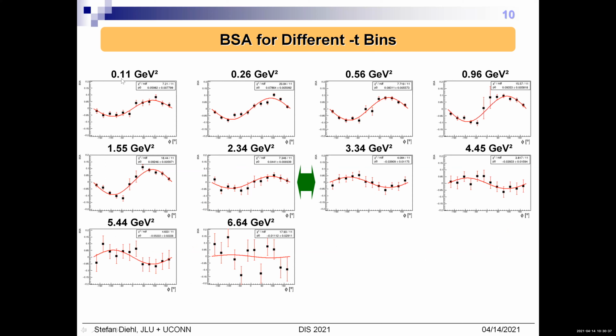Here we see different minus t bins starting at very forward angles of 0.11 GeV square up to the backward region of 6.64 GeV square in minus t, which corresponds to small U channel values. And we see in the forward direction at small minus t values, we have a clearly positive sign of ALU sine phi. And this stays positive up to a minus t of 2.34 GeV square. And then we have the sign flip. And here at 3.34 GeV square, we get a clearly negative sign, which stays negative for the complete backward direction.